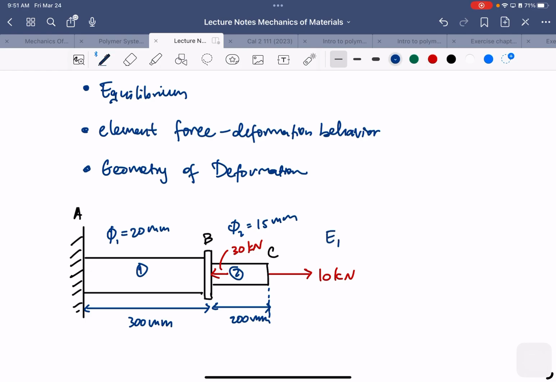And we have E1 is 200 GPa and E2 is 70 GPa. Yeah, we should have this first before the previous example, but let me just do this as a review.